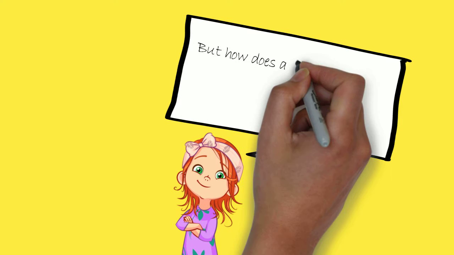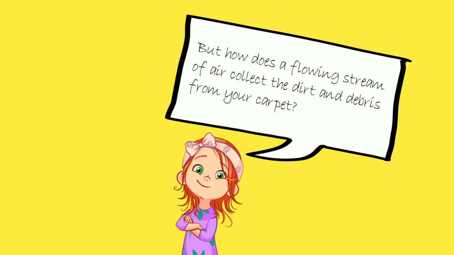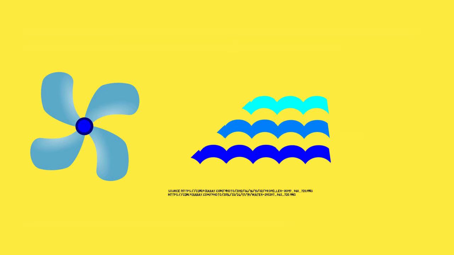But how does a flowing stream of air collect the dirt and debris from your carpet? The key principle is friction. The suction created by a vacuum cleaner's rotating fan creates a flowing stream of air moving through the intake port and out the exhaust port.